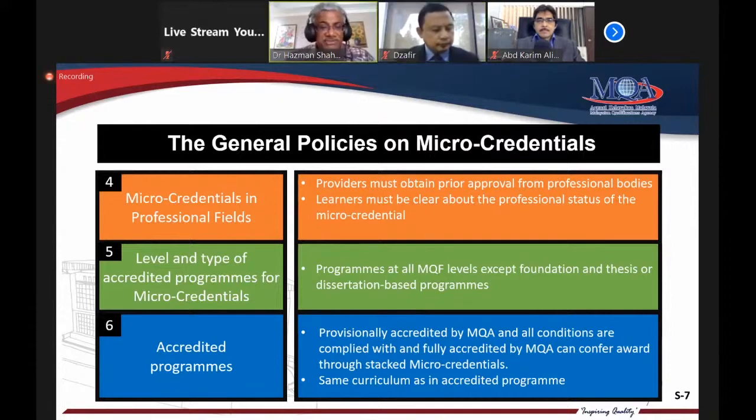This is a valuable support for the profession. Okay, the next part of the guideline is MCs can be developed from the accredited programs at all levels of MQF. So certificate, diploma, advanced diploma, bachelor's, master's, and PhD, except foundation and postgraduate programs, that is master's and PhD, which are thesis or dissertation based. Okay, so that's a lot of levels and a lot of room to explore.